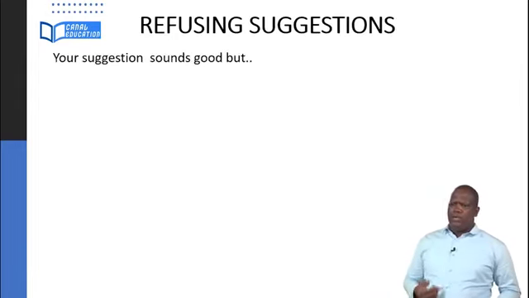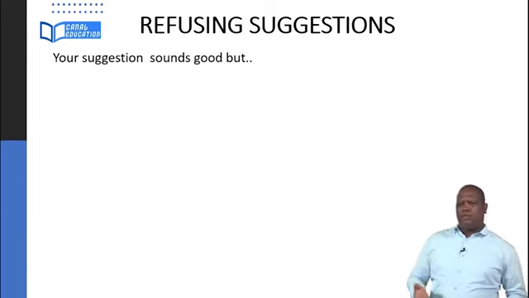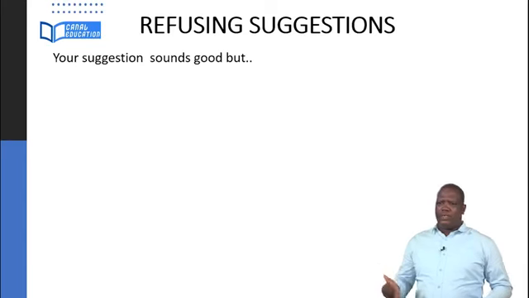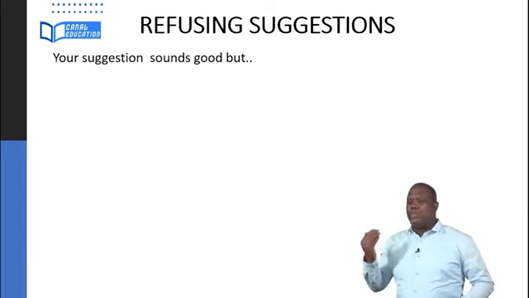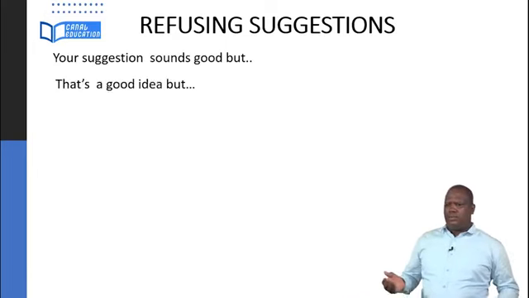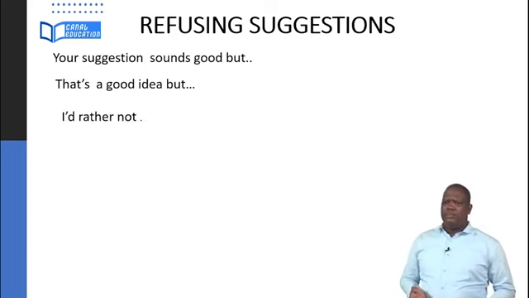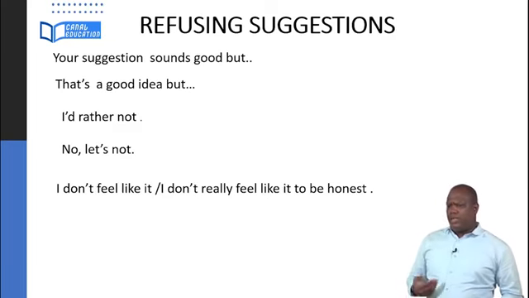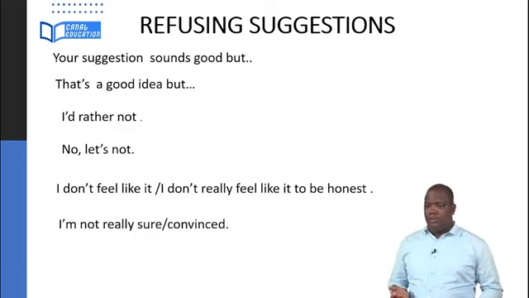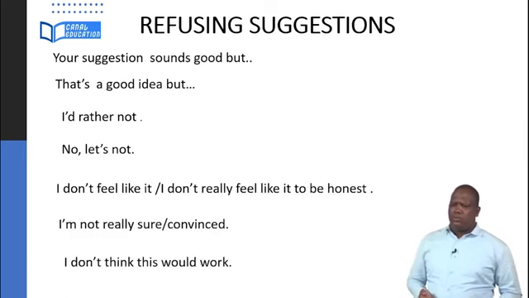Now, for refusing, you can also use, your suggestion sounds good, but, okay? Because sometimes a person can propose something, the idea is good, but there is a problem. So you could say, the suggestion sounds good, but, and then you give the reason why there is a problem. You could also say, that's a good idea, but. I'd rather not. No, let's not. I don't feel like it. I don't really feel like it, to be honest. I'm not really sure or convinced. I don't think this would work.